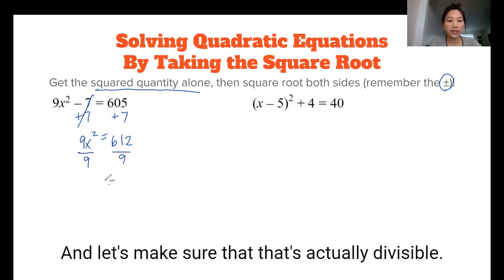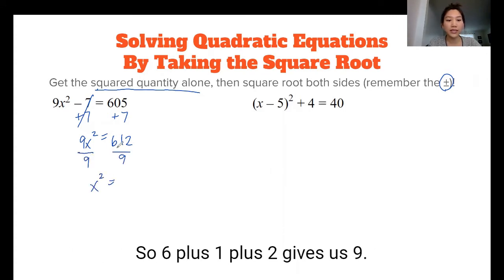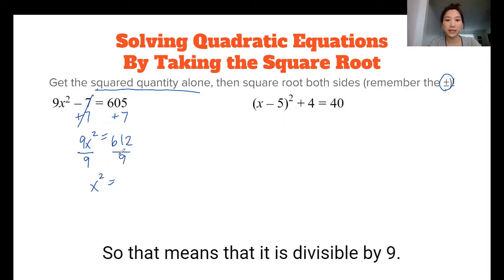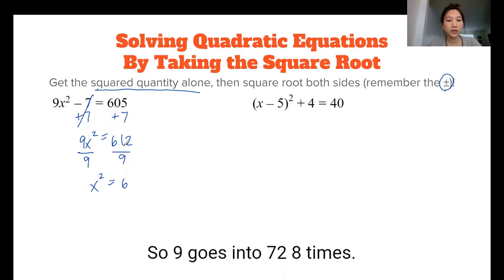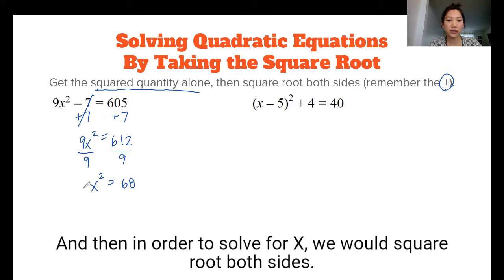And let's make sure that that's actually divisible. 6 plus 1 plus 2 gives us 9, so that means that it is divisible by 9. So 9 goes into 61 6 times, and that's 54. And then 61 minus 54 is 7. So 9 goes into 72 8 times. And then in order to solve for x, we would square root both sides.